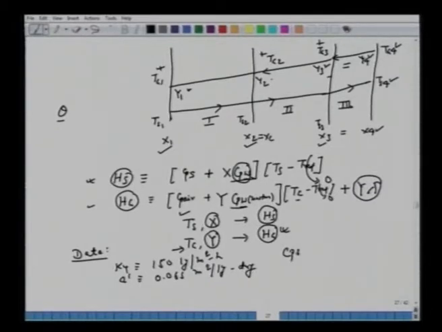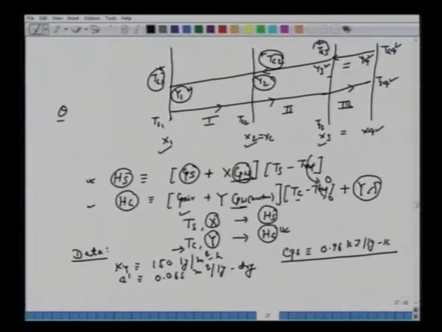CPS, the specific heat of this solid alone, no water, is given as 0.96 kilojoule per kg per Kelvin. So these are the physical thermodynamic properties given here. Now we can calculate all these quantities which we are supposed to calculate here: Tg1, Tg2, Y1, Y2, Tg3, Y3.